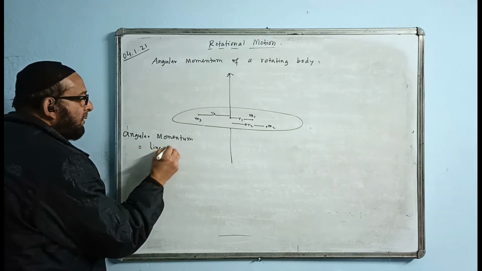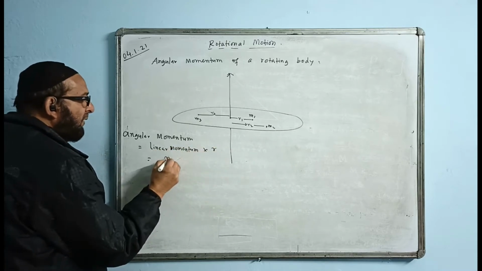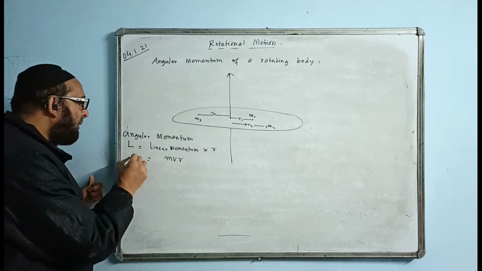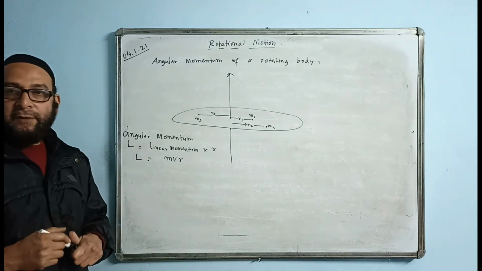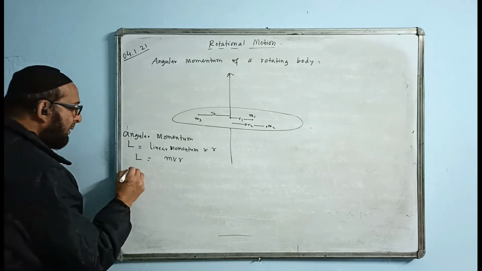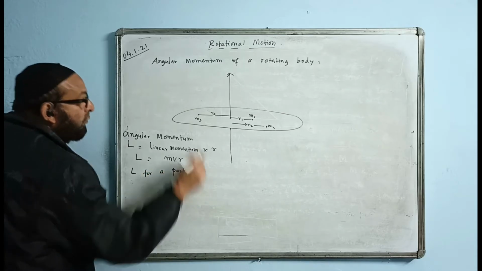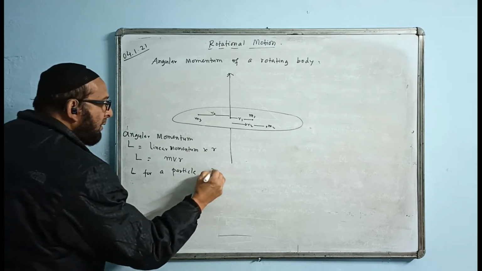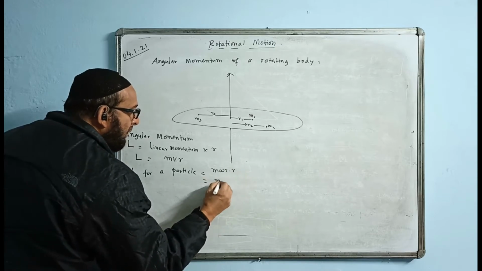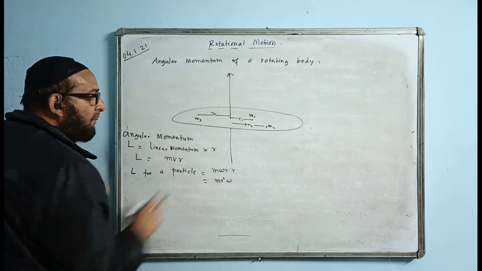Let us write like this: linear momentum into the distance r. Linear momentum formula we have mv, so this becomes mvr. So angular momentum denoted by capital L. Capital L formula is mvr. For one particle we said, right? First for a particle, then we will do it for the entire body. Here mv will change. We write omega r into r. That means this will become m r square omega. This is the angular momentum value of one particle.